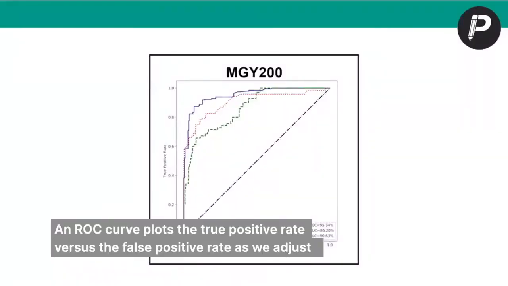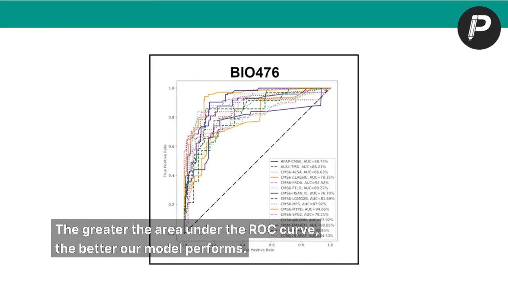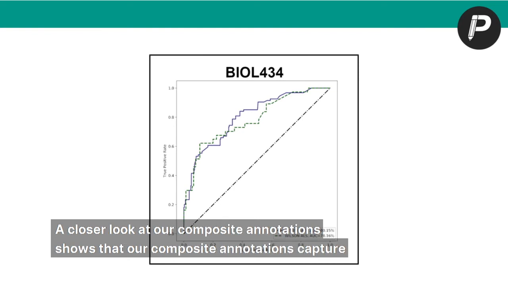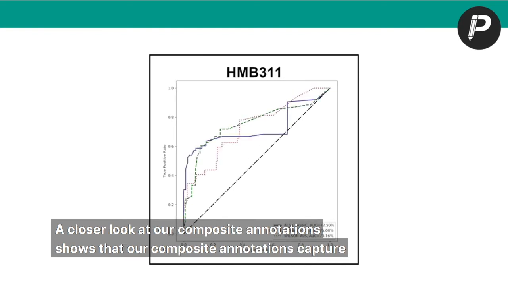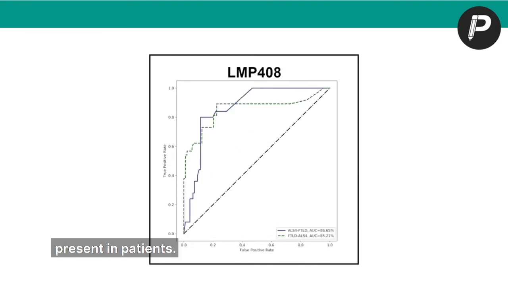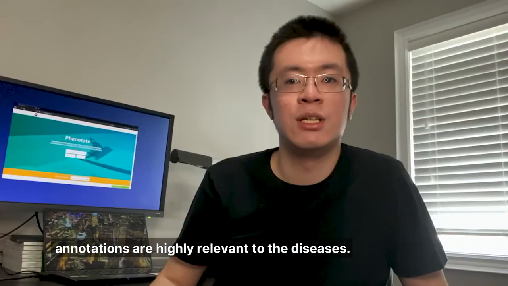An ROC curve plots the true positive rate versus the false positive rate as we adjust this threshold. The greater the area under the ROC curve, the better our model performs. As you can see from our ROC curves, we obtain high areas for most diseases. A closer look at our composite annotations showed that they capture the most frequent phenotypes in our standards, as well as several phenotypes that are occasionally present in patients. Our composite annotations have high precision scores, which means the phenotypes in our annotations are highly relevant to the diseases.